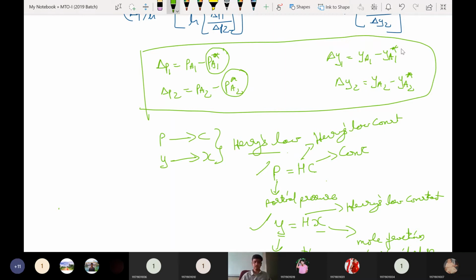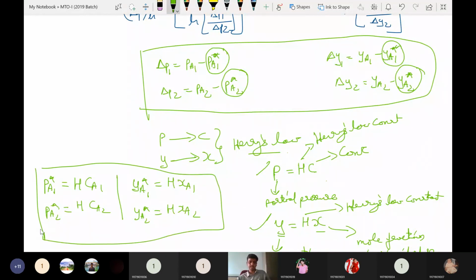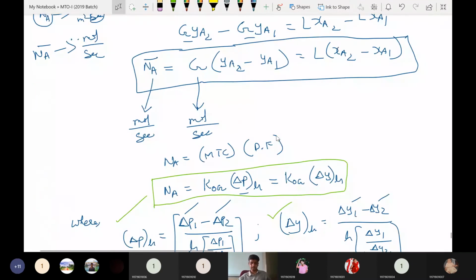PA1 star is equal to, according to Henry's law, H into CA1, and PA2 star is equal to H into CA2. So similarly, we can define for this one also. YA1 star is equal to H into XA1, and YA2 star is equal to H into XA2 using Henry's law definition. So these relationships are very much valid in every region.